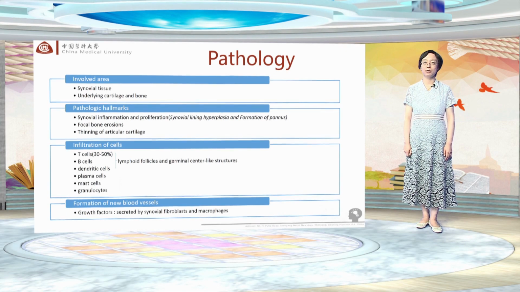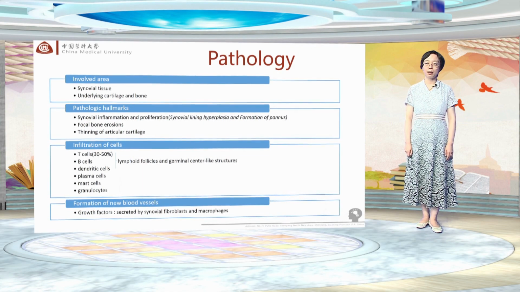Chronic inflammation leads to synovial lining hyperplasia and the formation of pannus. It is a thickened cellular membrane containing fibroblast-like synovial cells and granulation reactive fibrovascular tissue that invades the underlying cartilage and bone. The inflammatory infiltrate is made up of no less than 6 cell types: T cells, B cells, plasma cells, dendritic cells, mast cells, and granular cells.